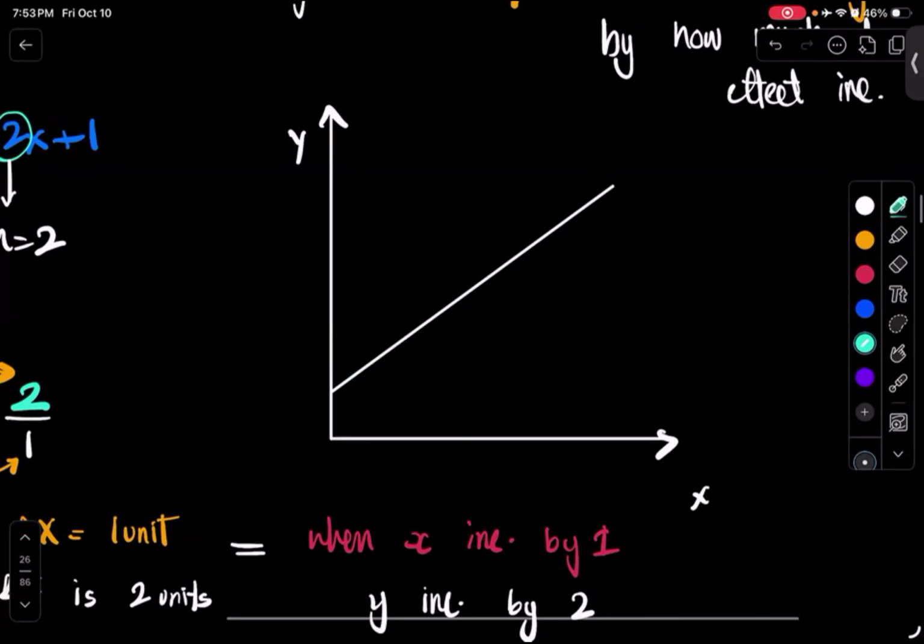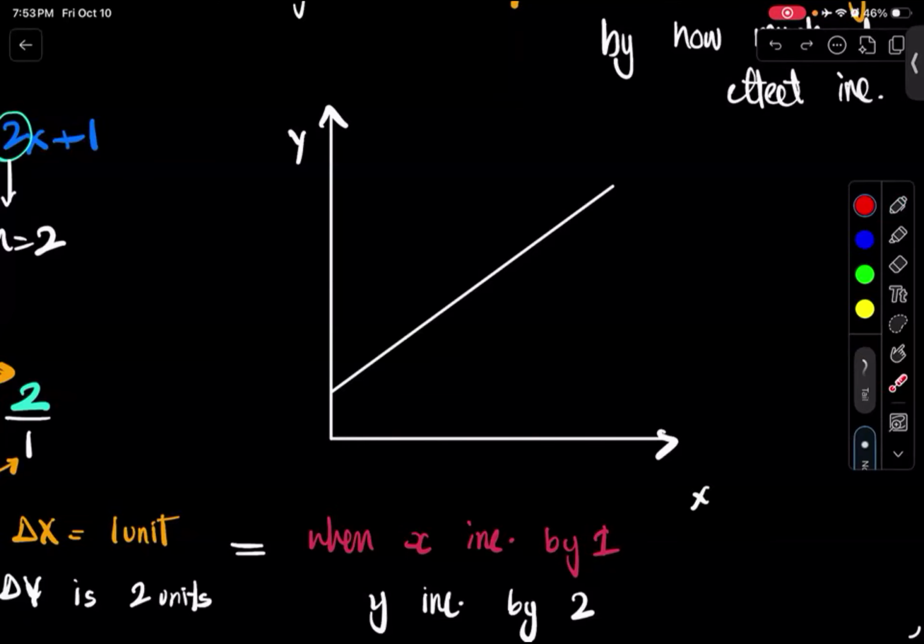So if this is the x-axis and this is the y-axis, what the gradient really tells me is that when my x value increases by 1, this was my change in x equal to 1, and when my change in x is always 1, then the change in y in this case is going to be 2. This is what the gradient represents.